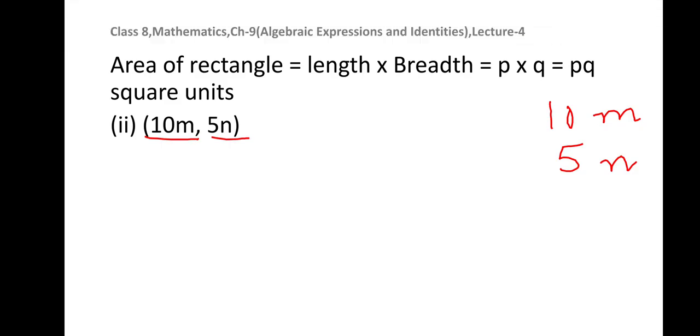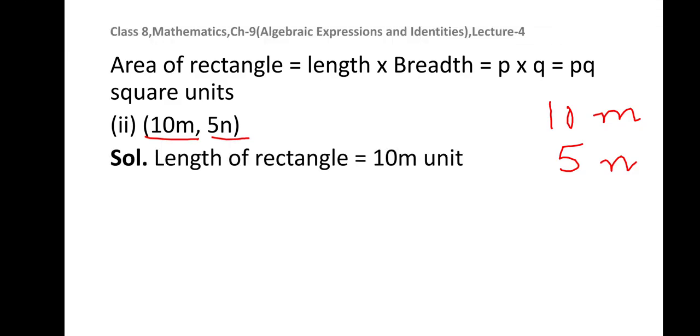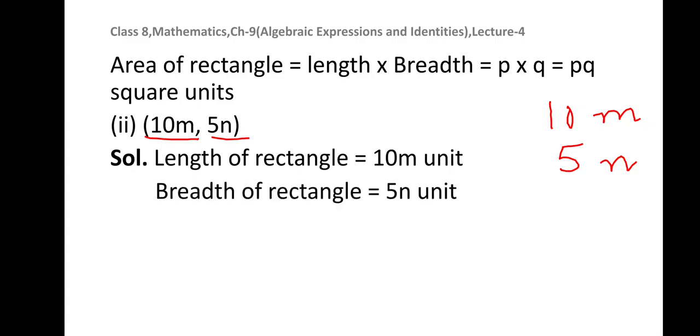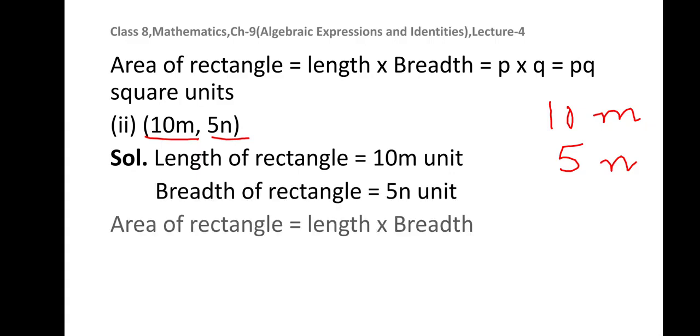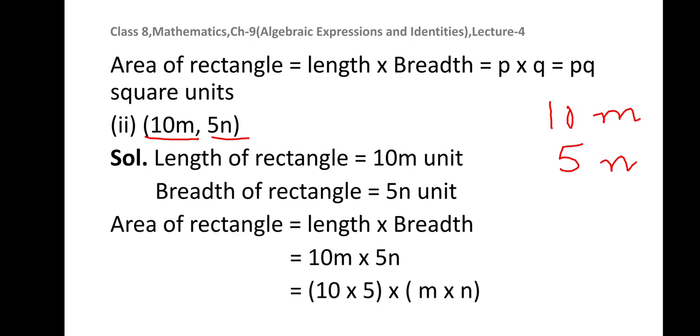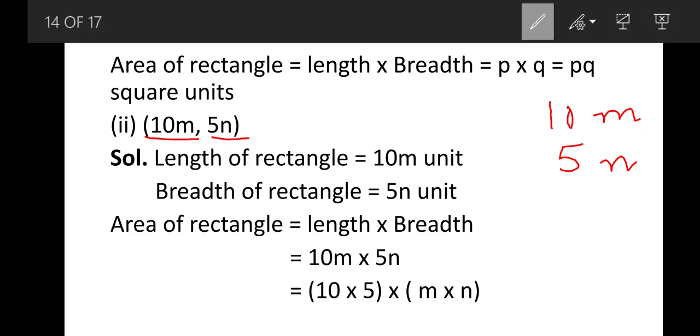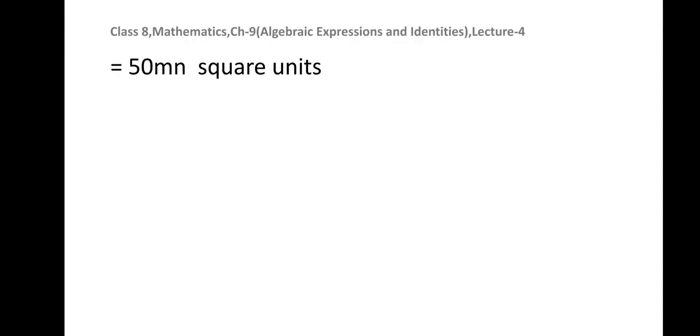Let us see now. The length of the rectangle is 10m units. The breadth of the rectangle is 5n units. The area of a rectangle we know is length into breadth, so it will be 10m into 5n. That will give you 10 into 5 into m into n. So what we have done is taken the product of numerical coefficients and then the product of literal coefficients. So your answer will be 50 mn square units.